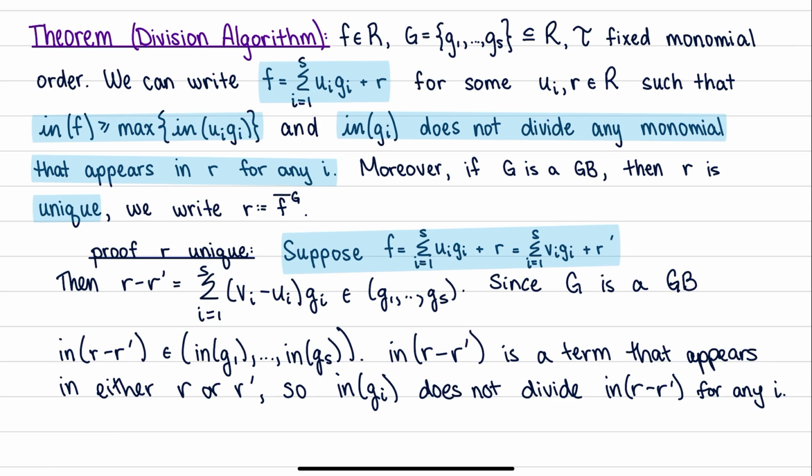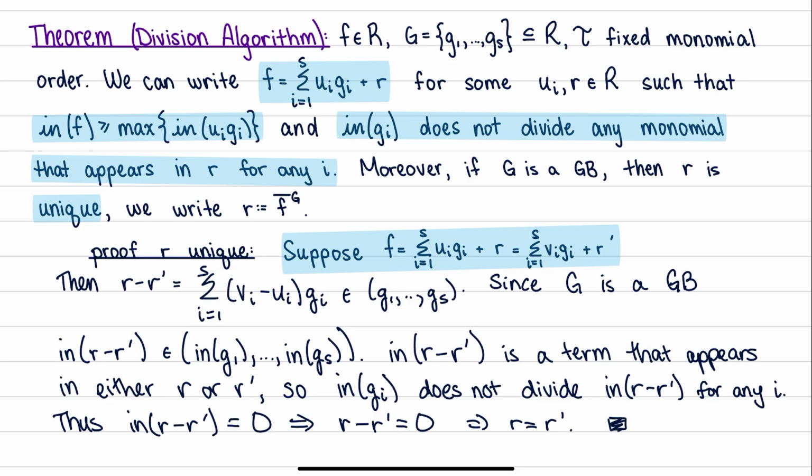The only way that this is possible is if r minus r prime is 0. That's the only element of this monomial ideal that isn't divisible by any of the generators. And, oh, not in 0, is 0. So this means r minus r prime is 0 if its initial term is 0, meaning r was equal to r prime all along.